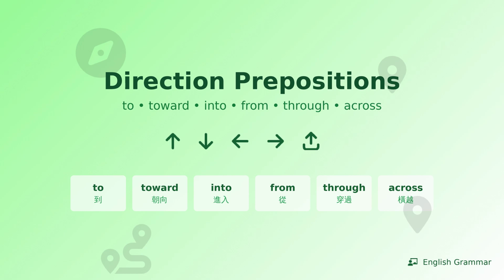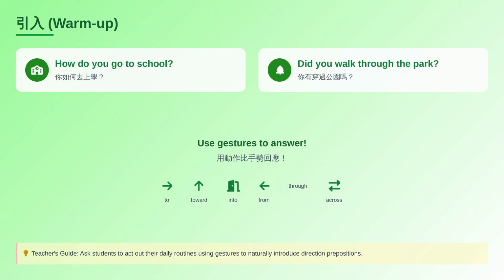Direction prepositions: to, towards, into, from, through, across. Prepositions of direction are used to indicate a specific direction in which something is moving or heading. Introduction warm-up: How do you get to school? Did you walk through the park?